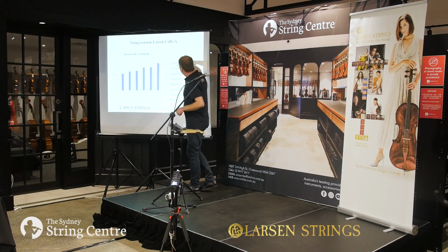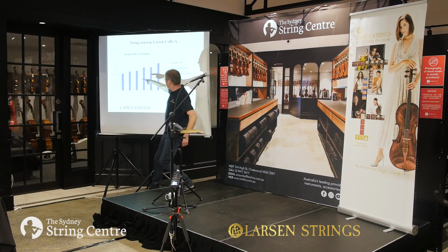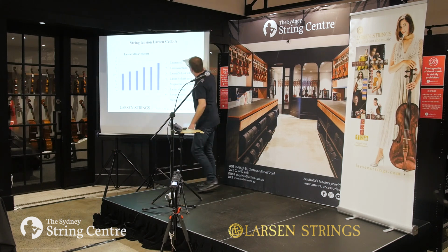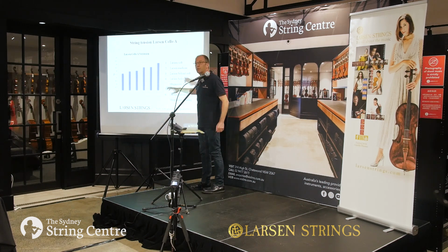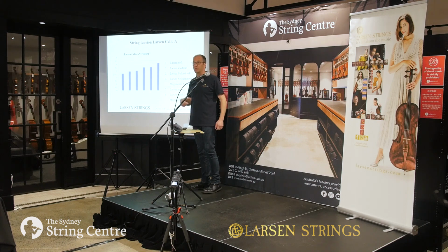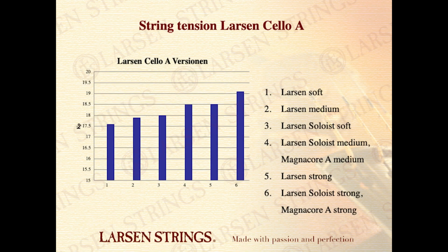Just to explain what tension is, we have the Larsen soft, which is here. Then we increase to the medium, then we have the Soloist. Soloist always means a higher tension. But there's again soft, and then we go to the strong. So this is an increase.